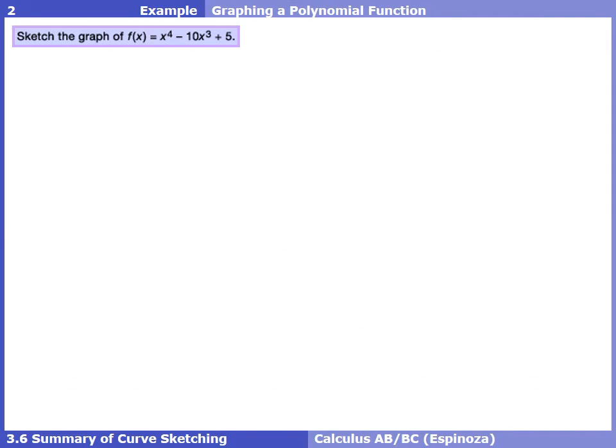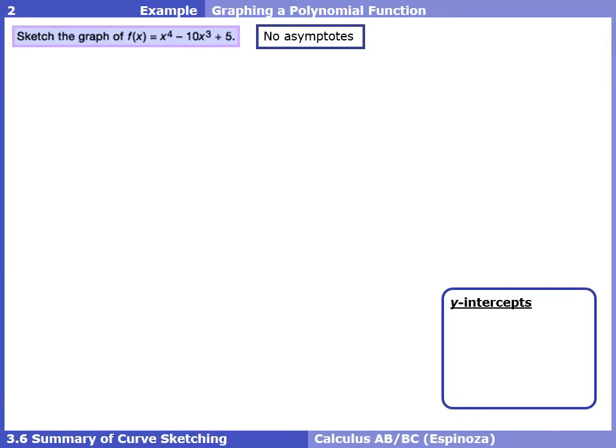Okay, so let's attempt to run through a complete analysis of this function, x to the fourth minus 10x cubed plus 5. The very first thing I'm going to observe right away is, since we don't have a rational function, a function that is a fraction, there are not going to be any asymptotes for this particular function, so we can get that out of the way real quick. The other thing I'm going to do real quick, because we had this ability before calculus, is to get the x and y-intercepts out of the way.